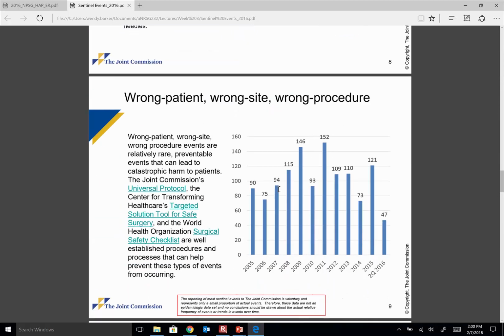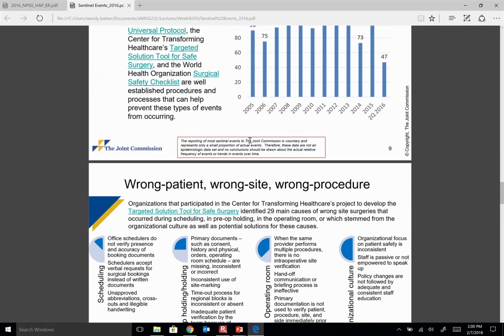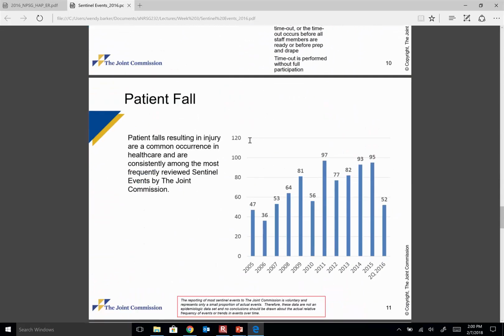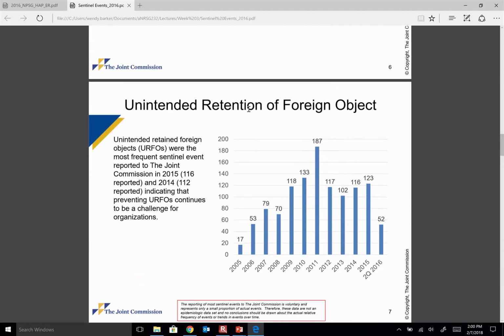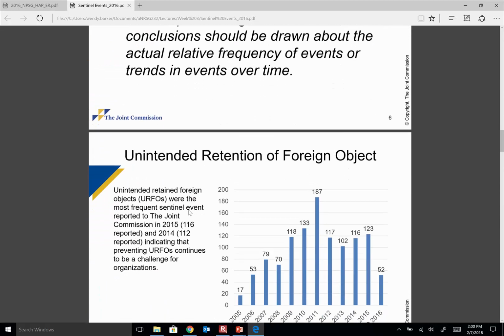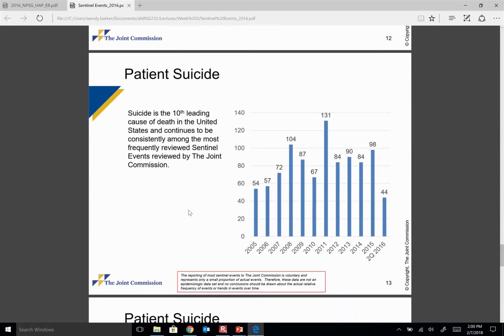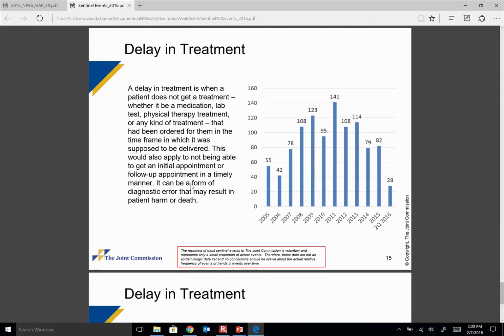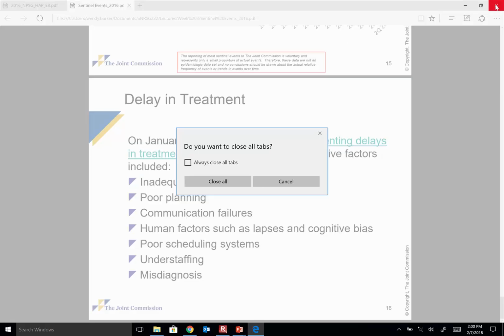It's pretty interesting. Wrong patient, wrong site, wrong procedure, wrong med, wrong dose, patient falls, retention of foreign objects in surgery, falls, patient suicides, delays in treatment causing sentinel events. So look through these. It's interesting and good for you to be aware of.